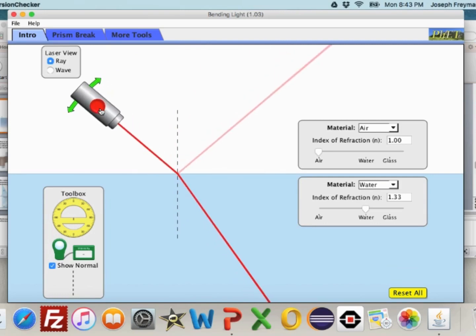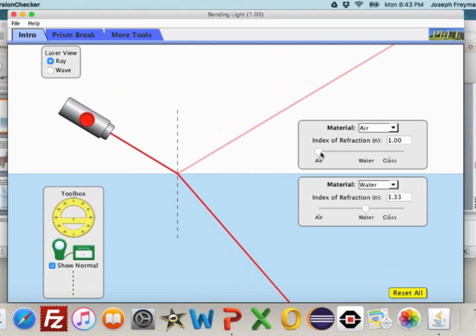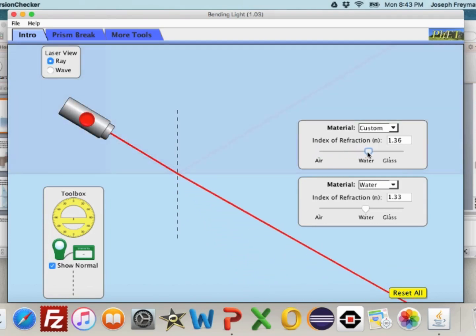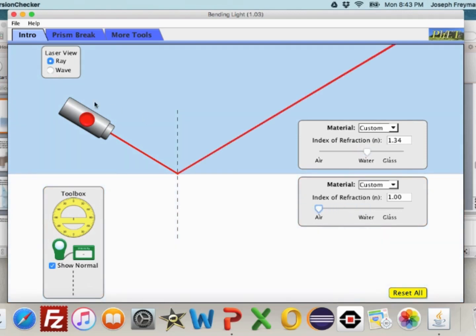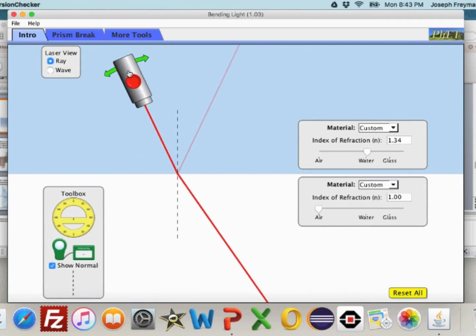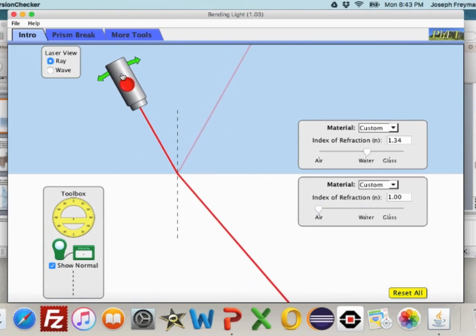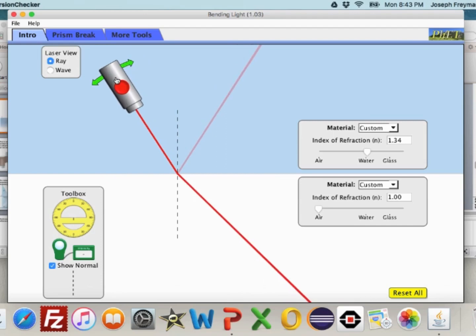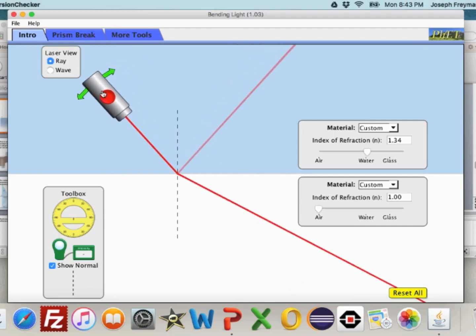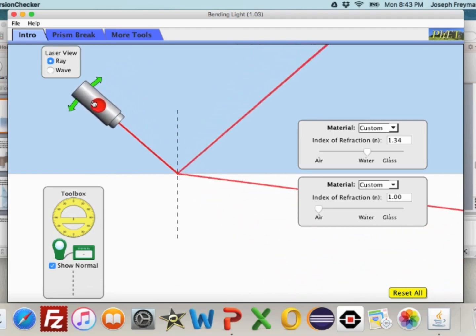All right, let's now change it. We're going to go the opposite way, from water into air. And let's see how that works. Well, here we haven't reached the critical angle yet. But as I move it down more and more, I get close to the critical angle, and right there is the critical angle. Okay, I've reached the critical angle.